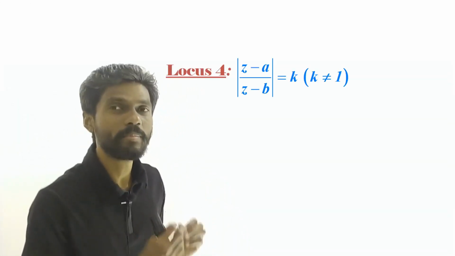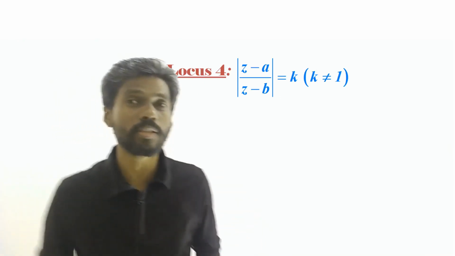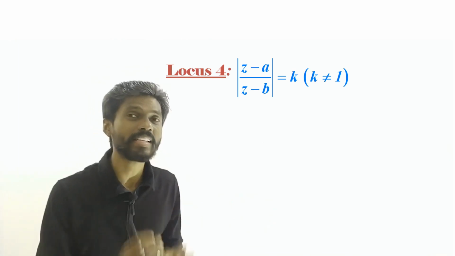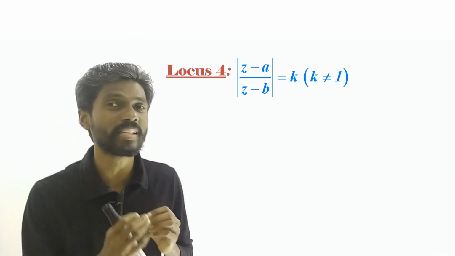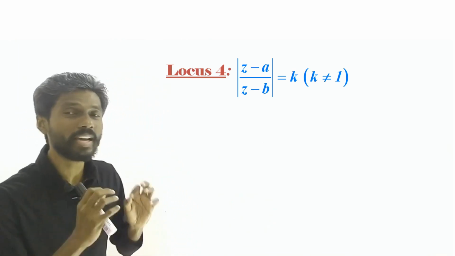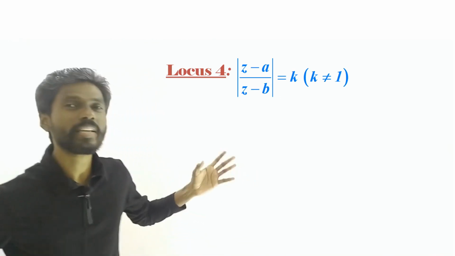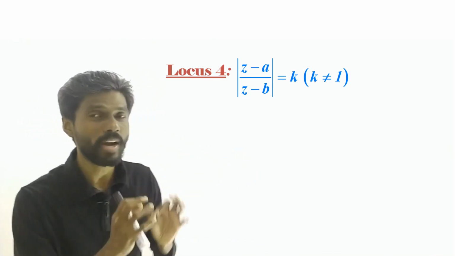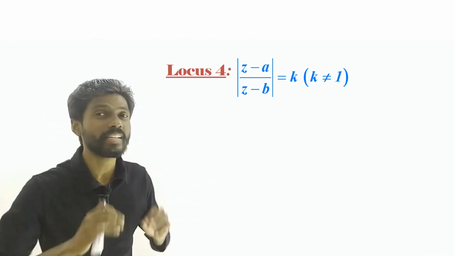The next locus is of the form modulus of (z minus a) by (z minus b) equal to k, where k is not equal to 1. We have already done the case when k is equal to 1, right? That is a straight line, the perpendicular bisector of the 2 points a and b. But here k is not equal to 1. Obviously k has to be positive, right? Modulus has to be positive, but k is not equal to 1. Then it is not a straight line, it is a circle.